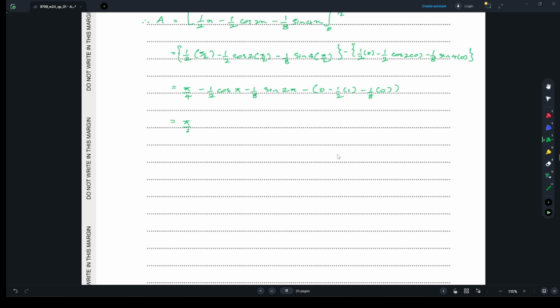We will receive pi over 4 here minus here 1, so cos pi is minus 1, so it's plus 1, sine pi is 0, minus 0, and here we have plus half. So your answer will be pi over 4, half plus half is 1. Okay, so I hope you guys understood that one.